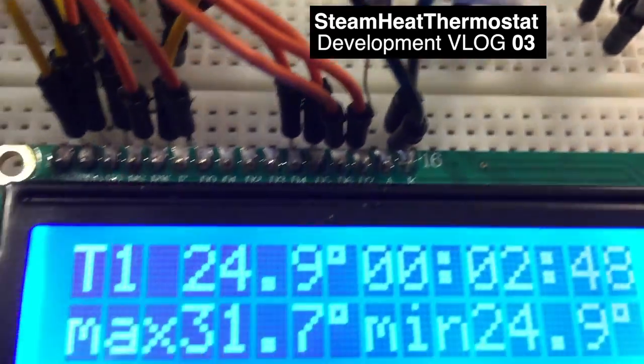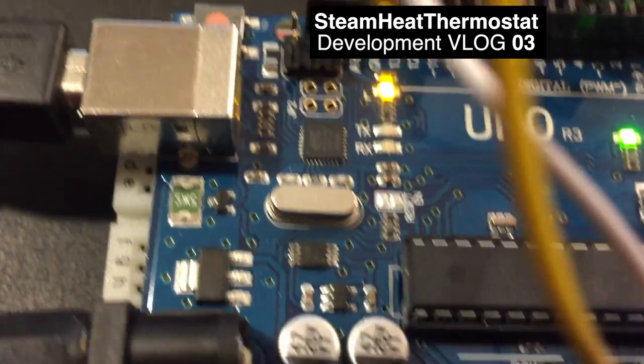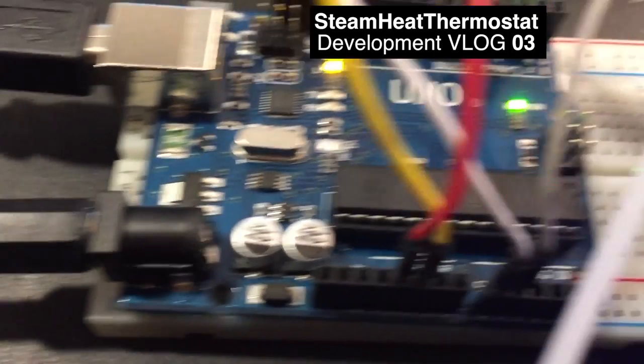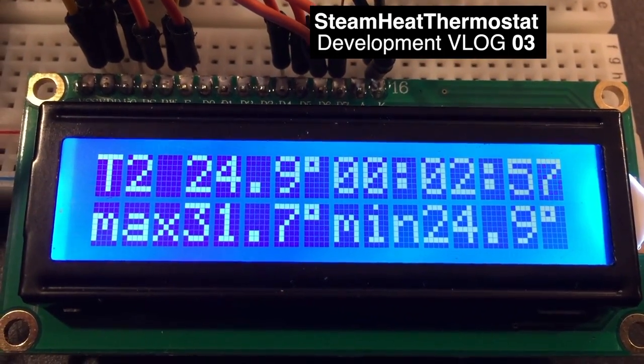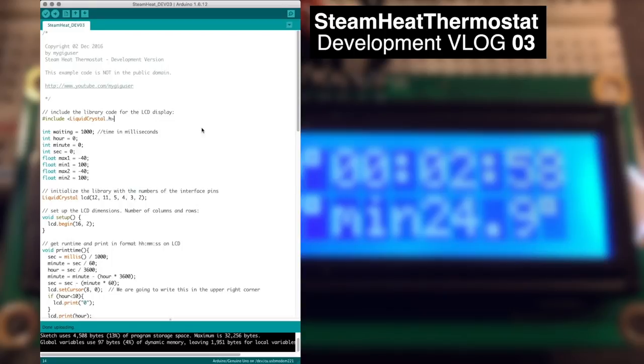And the whole electric wiring is the same as we had on the two other ones. Nothing changing there. So I made a few changes here to the program. I have here the waiting time from sensor read one and two. Then I need hours, minutes, and seconds runtime, so how long this thing is running. And then the minimal values of my sensors cannot be lower than 40 or higher than 100, because my steam thing doesn't go more than 100 Celsius.